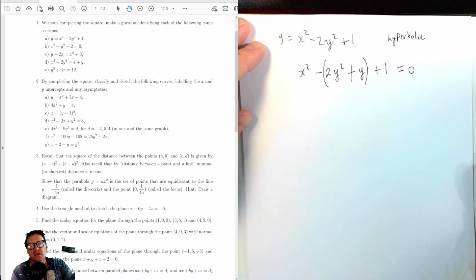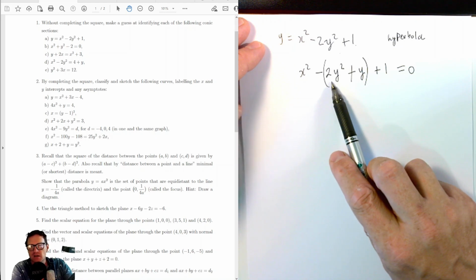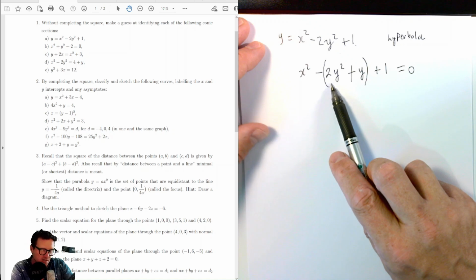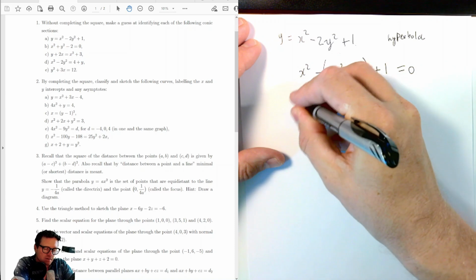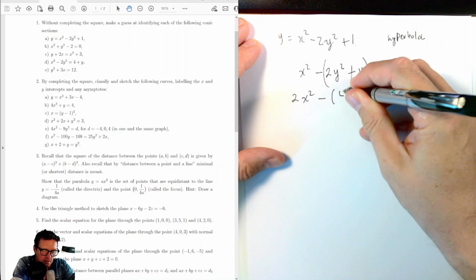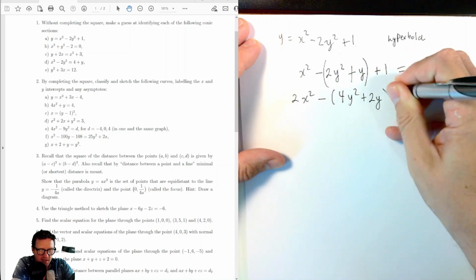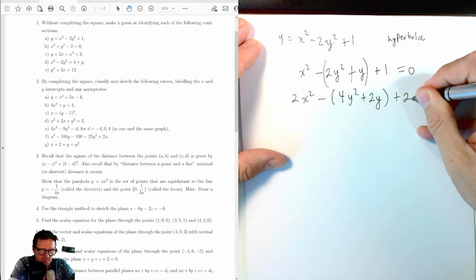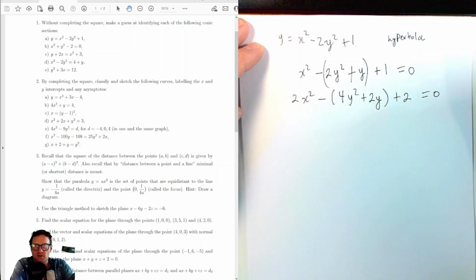Okay, so next thing, I need this to be a perfect square. It's not right now, right? So it's a 2. I would rather it be a 4. So I'm going to multiply throughout by 2. So we've got 2x squared and then minus 4y squared plus 2y and then plus 2 equals 0. Okay, is it now a perfect square?